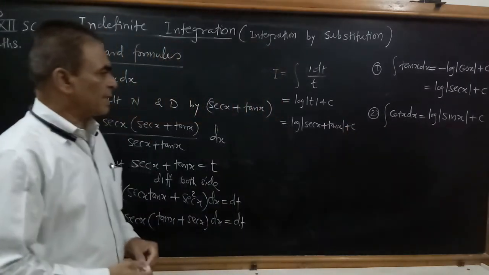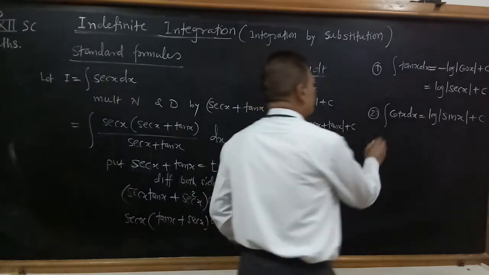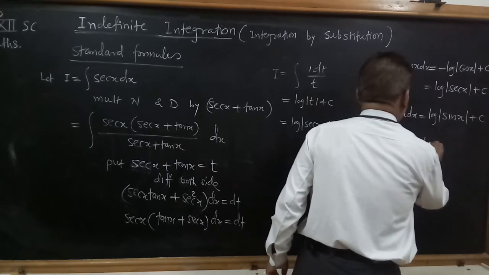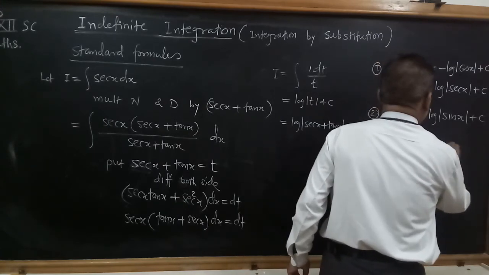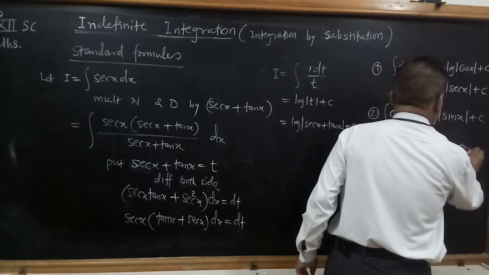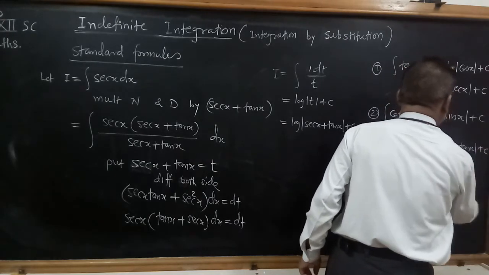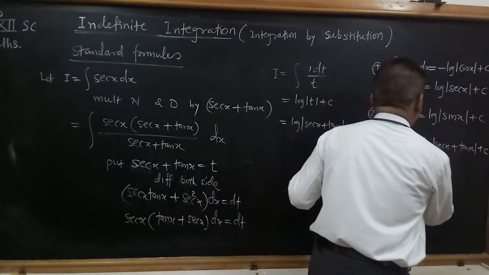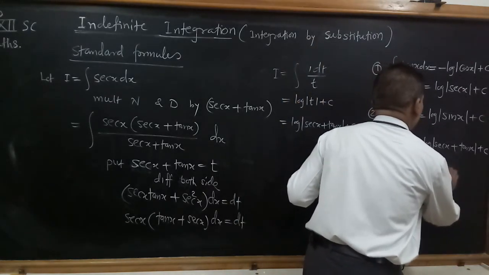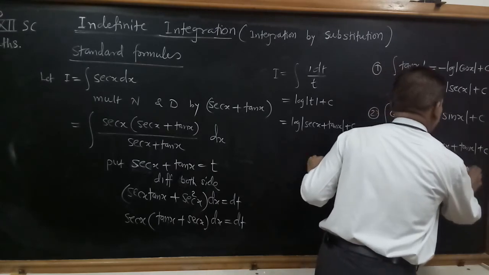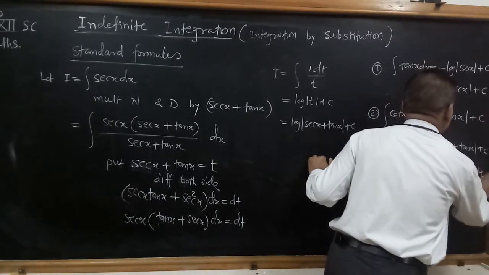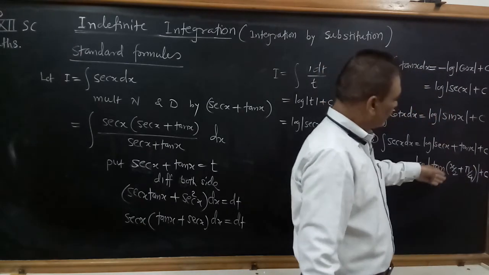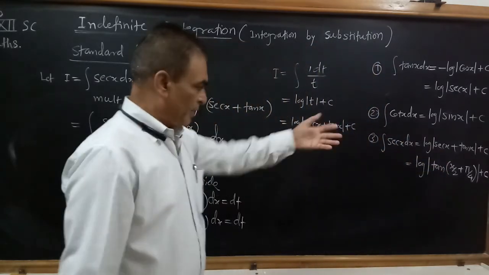This is the third formula. Integration of sec x dx is nothing but log of mod of sec x plus tan x plus some constant of integration c. Here another formula is there which is equal to log of mod of tan of x by 2 plus pi by 4 plus some constant of integration c. This is another formula. After simplification you will get the same formula. Okay, you can do yourself.